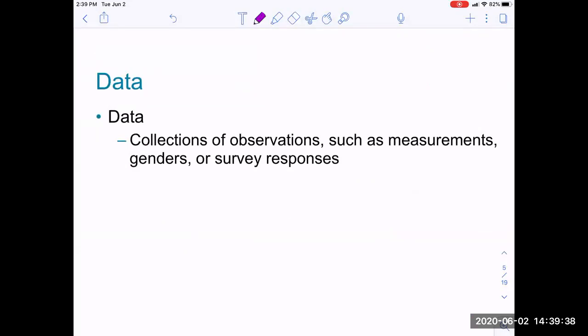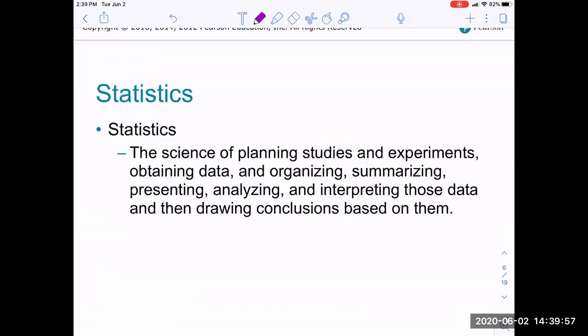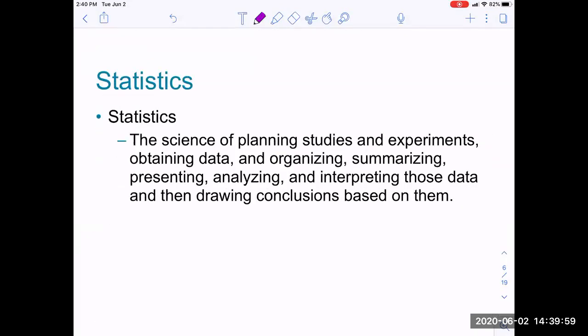We collect data. So I'm sure you walked out of a grocery store and someone's got a survey for you. Or even on campus, there's always people wanting to take surveys because they're looking to collect data that they can then do statistics on. So this is it. We get data, we analyze it, we interpret it, we draw conclusions based on it. That's what our science is.